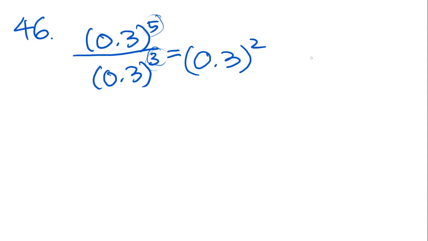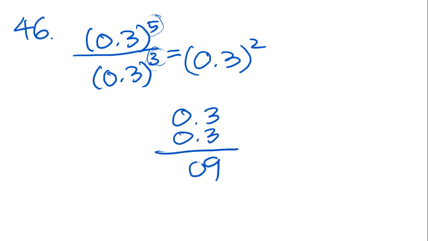Well, looks like the answer choices, we're going to have to actually solve this. So let's do the multiplication real quickly. 0.09. That is answer choice C.